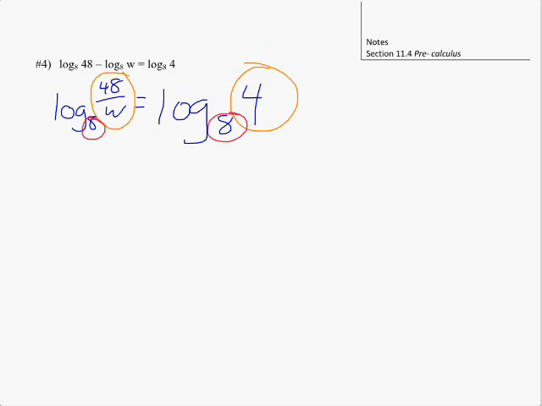Continuing with this problem, use the property of equality again. Since both sides have the same logarithm with the same base, you can just take the argument on the left, set it equal to the argument on the right. These are all regular sized numbers. There's no more exponents or subscripts. Multiply both sides by w, and you get 48 equals 4w. Divide both sides by 4, and you get w is 12.